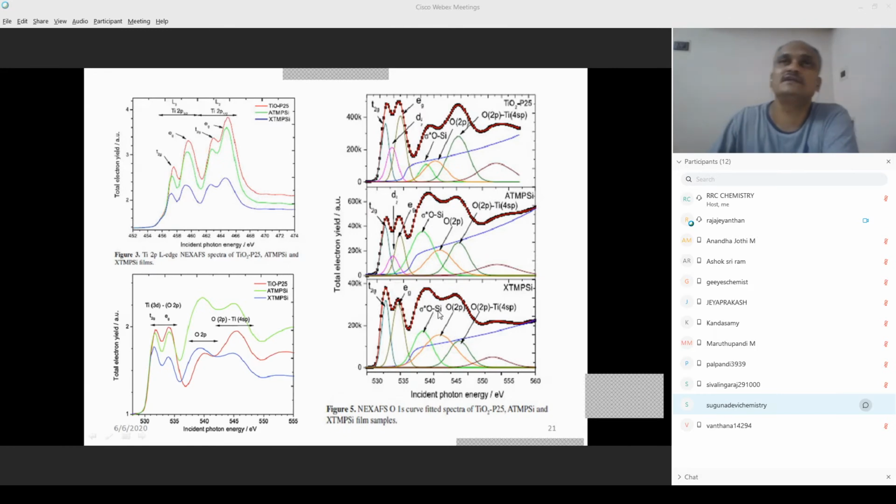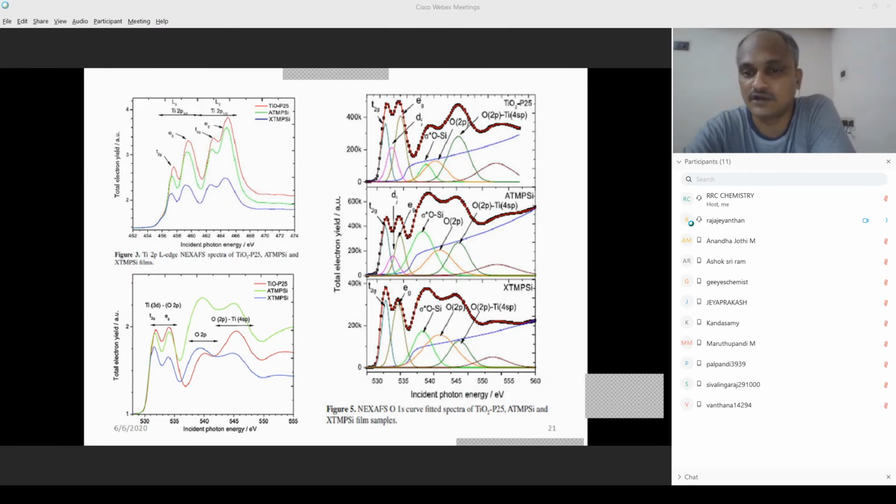This shows that in titanium dioxide treated with silane in xylene, there is uniform adsorption and no polymerization. But in the case of titanium dioxide treated with silane in water, polymerization is taking place. So this kind of very clear-cut information can also be obtained by using NEXAFS spectroscopy.